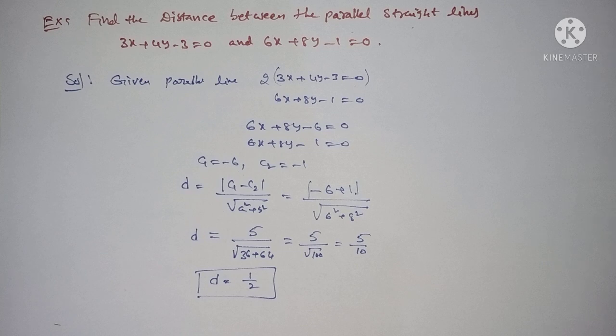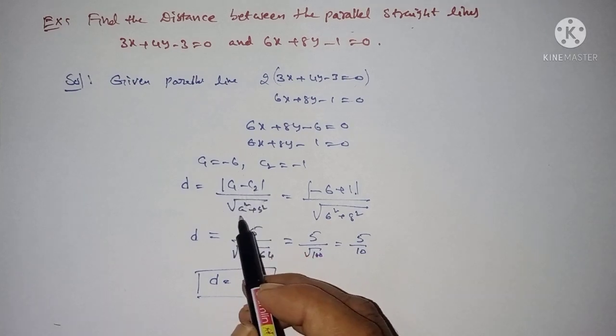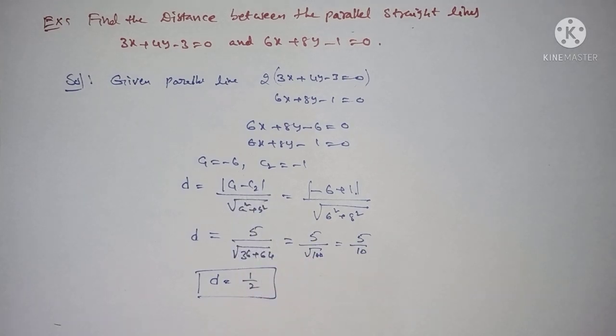This is the method of finding the distance between parallel lines. The formula is C1 minus C2 by the square root of A square plus B square.